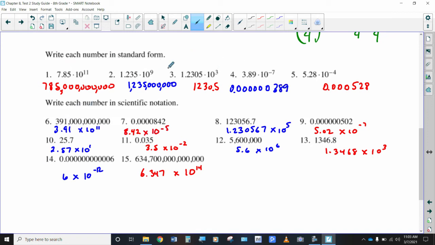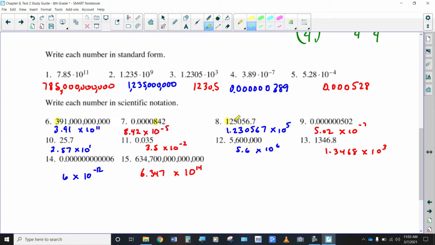And now, for all of these, you identify what place is the leading digit in. This is the 100 billions place, which has 1, 2, 3, 4, 5, 6, 7, 8, 9, 10, 11 zeros. So it's going to be 3.91 times 10 to the 11th. This is the 100,000th place. It's the 5th decimal place, so it's going to be 8.4 times 10 to the negative 5th.